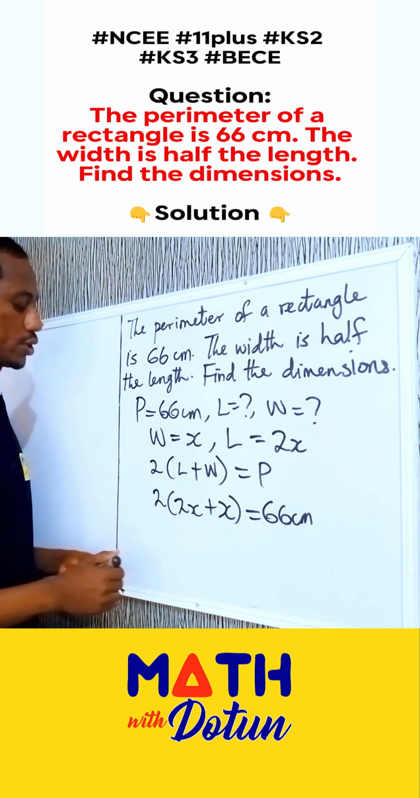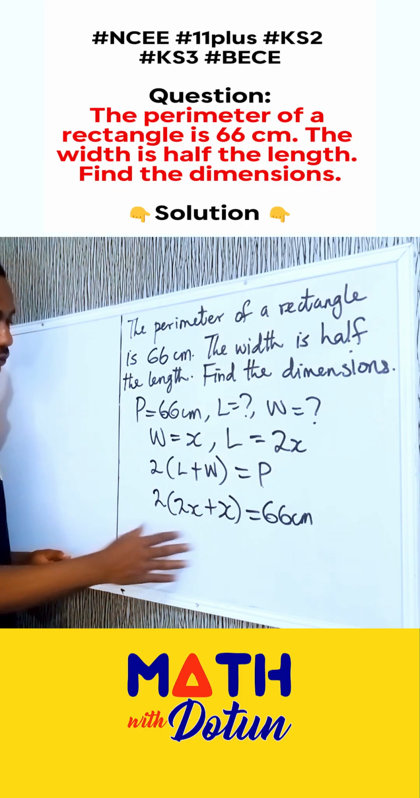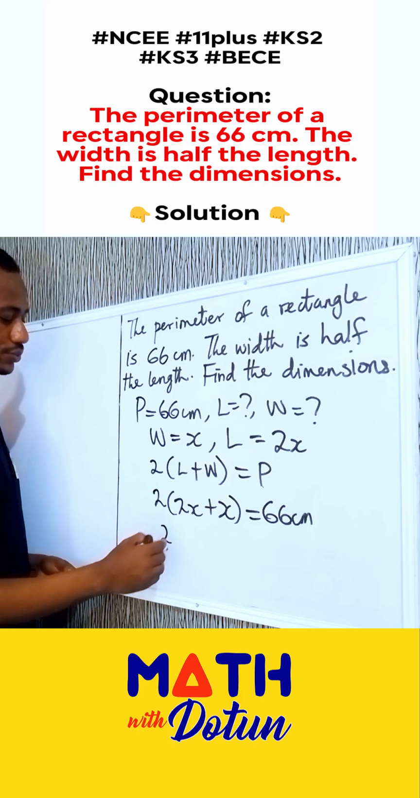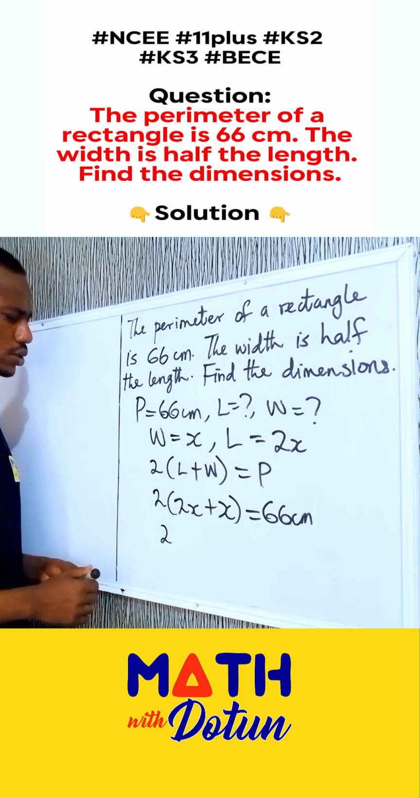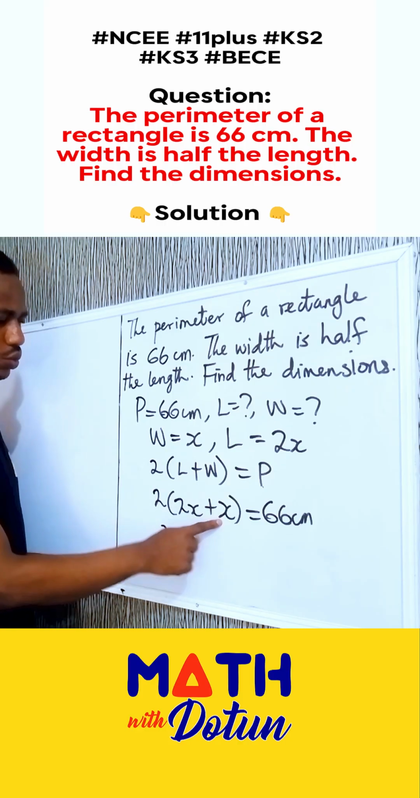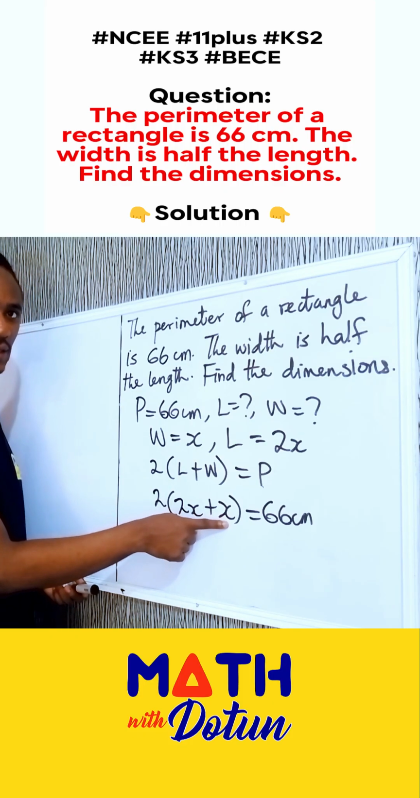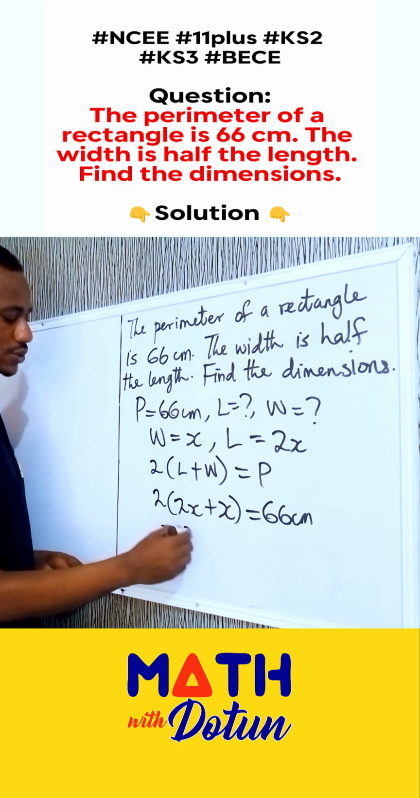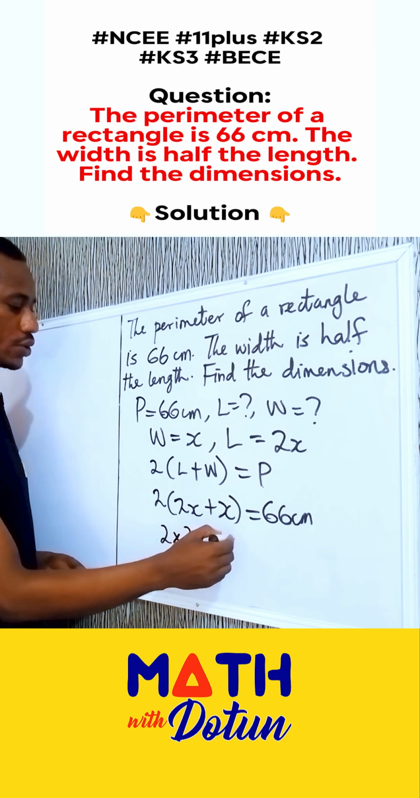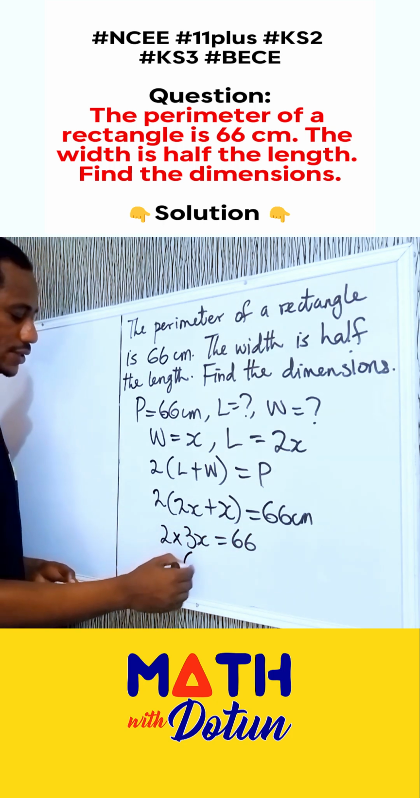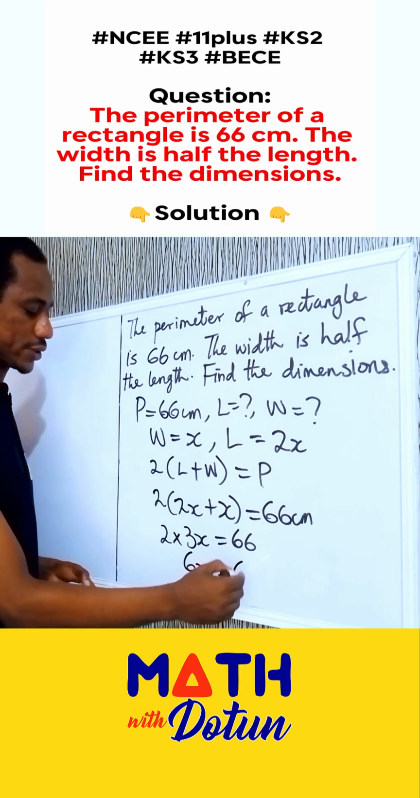All right, so 2x plus x, we have to clear the bracket first. 2x plus x, that's 3x. Did you say 2x squared? No. This is 1x, right? So 2x plus 1x, that's 3x. So we multiply that, that's 3x, equals 66. So 2 times 3x is 6x, equals 66.